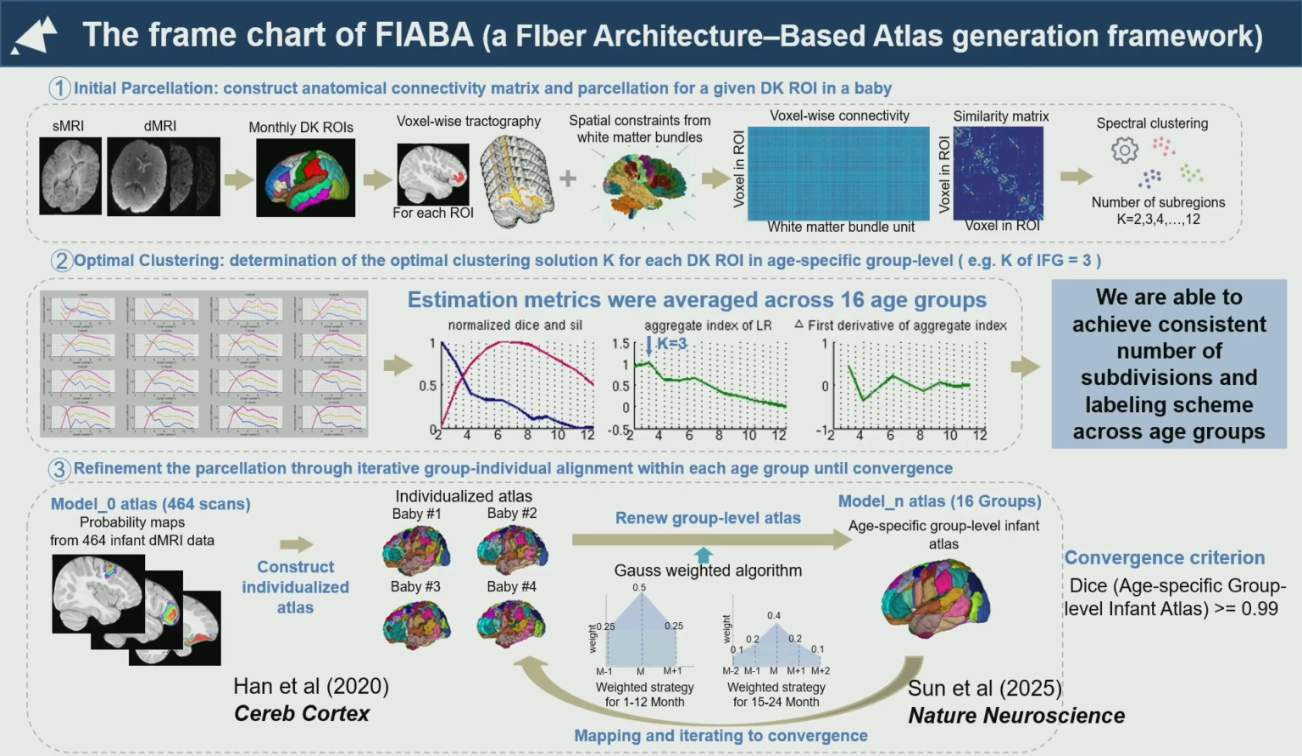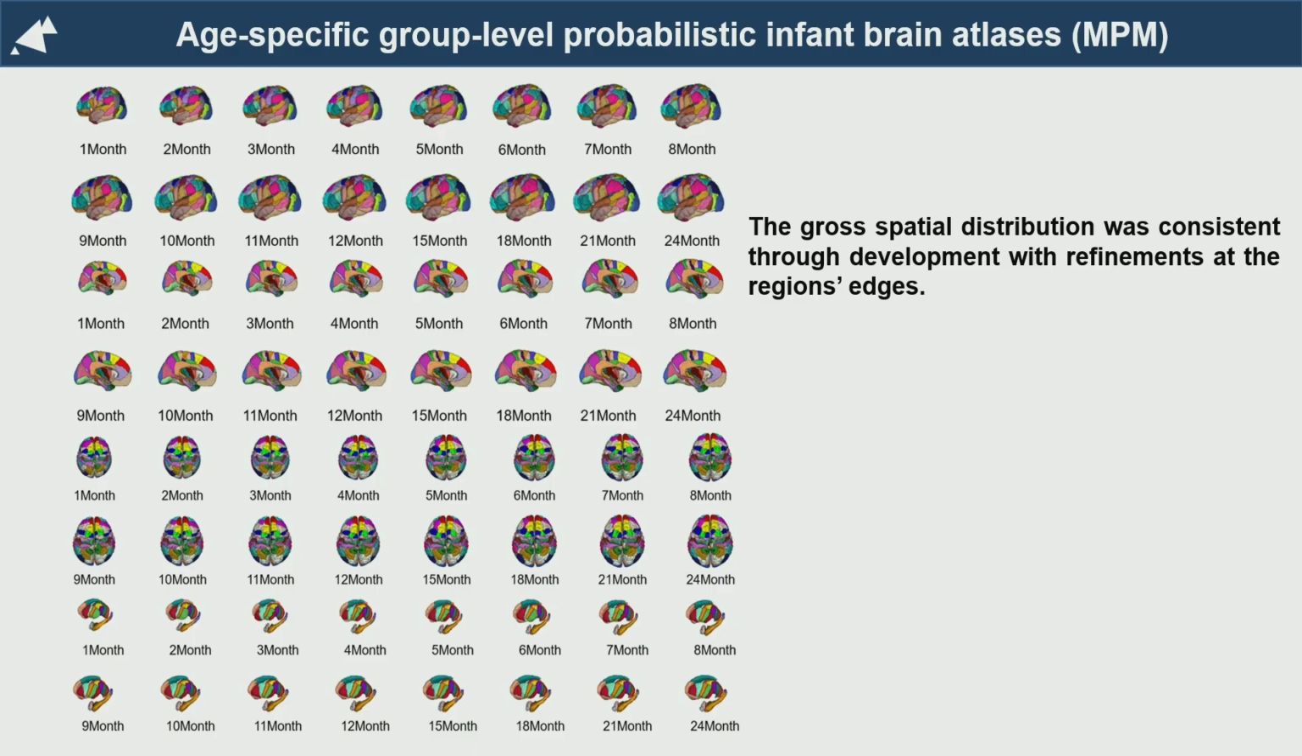Then in stage 3, we aggregate all the initial parcellations from all infant scans to generate the model 0 atlases. And then we refine the parcellation through iterative group-individual alignment within each age group until convergence. Here are the age-specific group-level probabilistic infant brain atlases. Here we can see the spatial distribution was consistent through development, with refinements at the regions' edges.